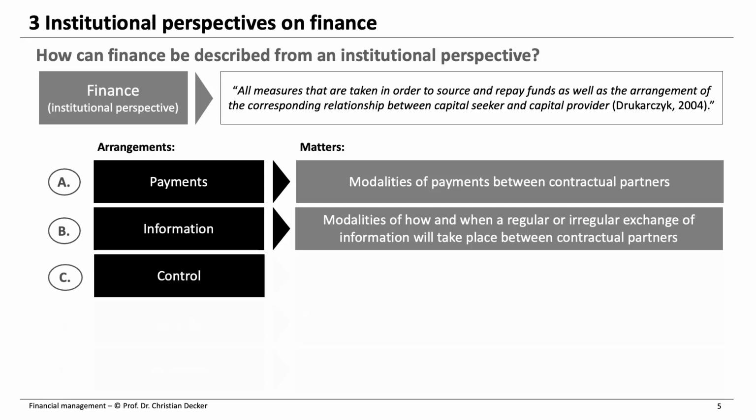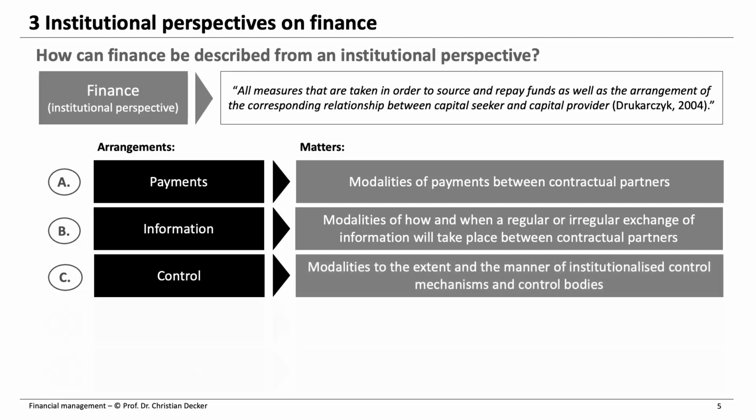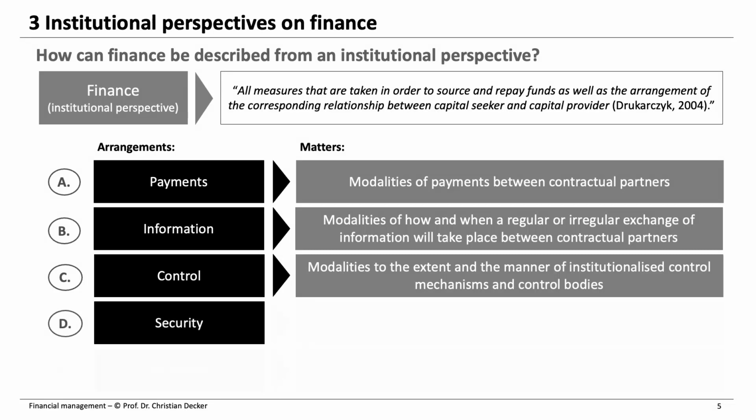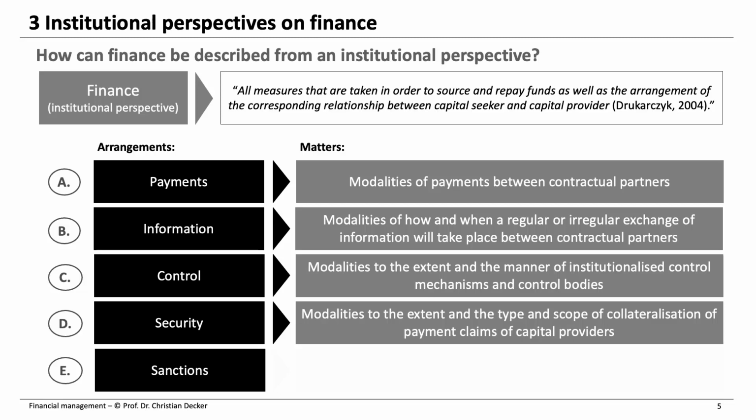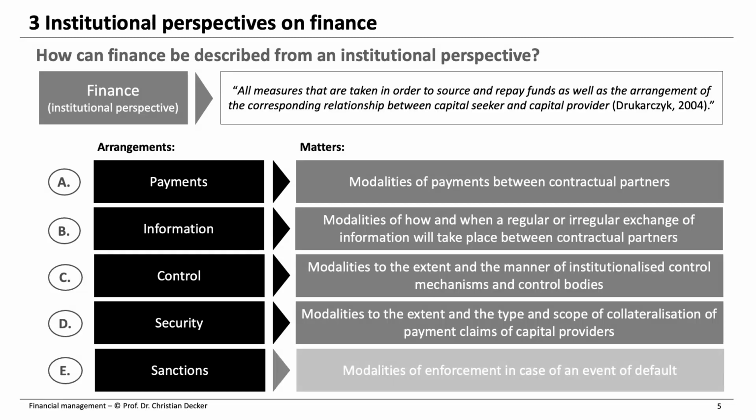C. The third area of arrangements addresses the aspect of control. It concerns the regulations on the nature and scope of institutionalized control mechanisms and the control bodies that have been established. D. The fourth area of arrangements addresses the aspect of security. This concerns the definition of the type and scope of collateralization of payment claims of the capital providers. E. The fifth area of arrangements addresses the aspect of sanctions. This concerns the modalities of enforcement in case of an event of default.